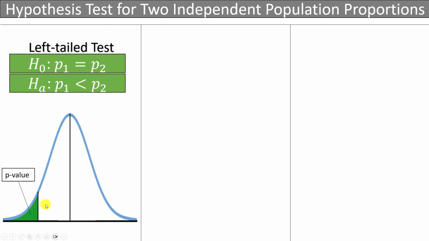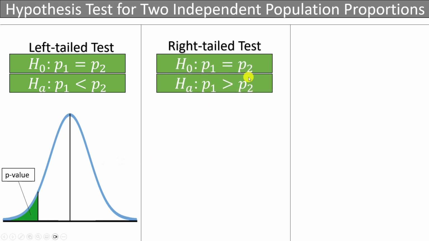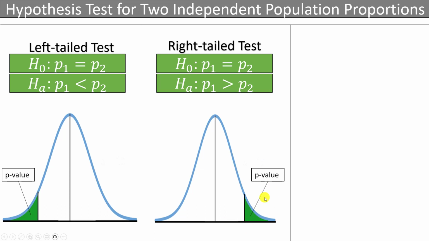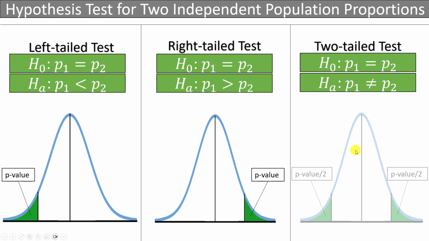We'd end up trying to find a p-value in the left tail. We could have the right tail test where we think the first proportion is larger than the second, so we're finding a probability in the right tail. Or the two-tail test, where we had the not equal to, would be finding the p-value which is split between the 2 tails.